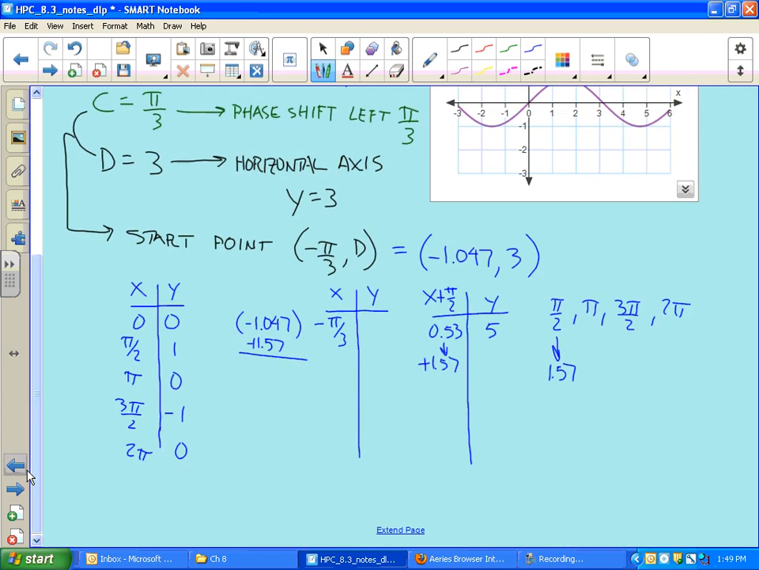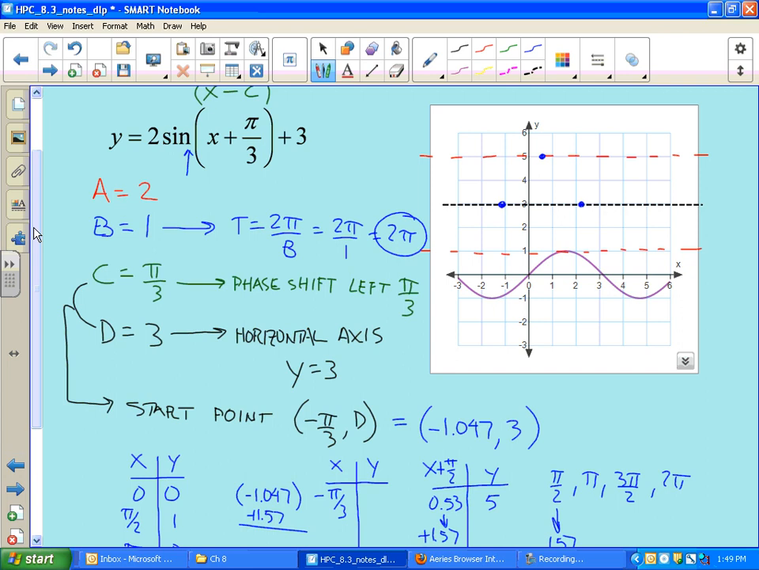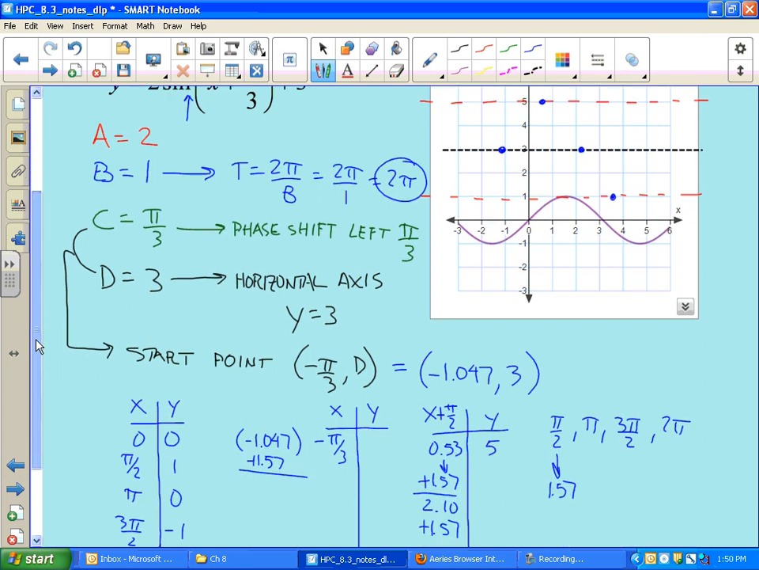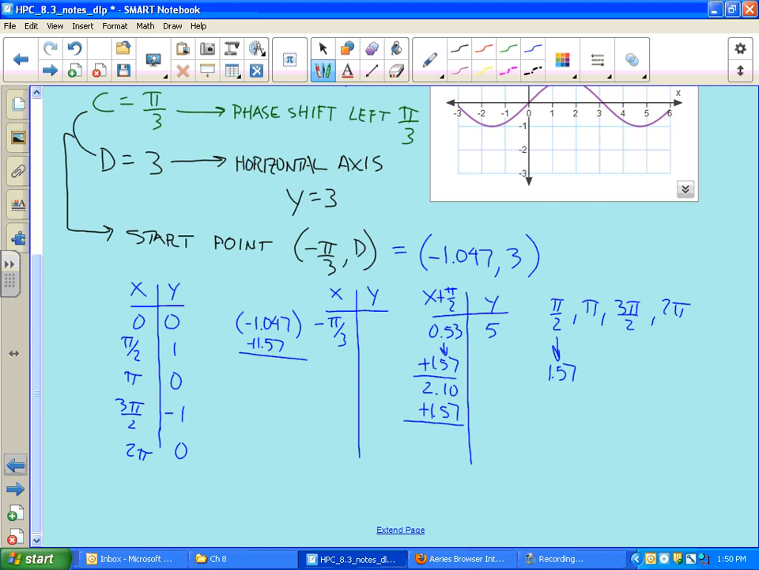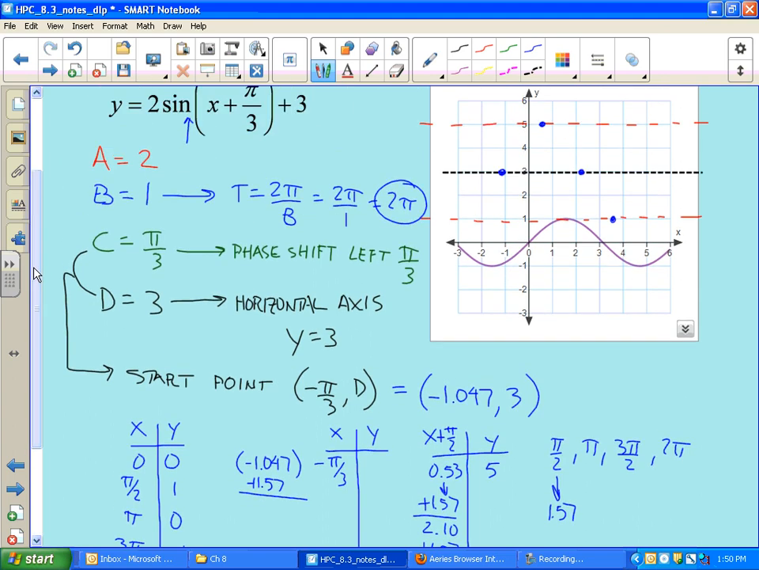And then I'm going to take that point, 2.1, and I'm going to add another 1.57 to it. And I'm going to get 3.67. That's where the minimum occurs. And we keep doing this. Take that value, we add another quarter, and we get, what, 5.24? 5.24 puts me back on the axis. Now I have my points to connect and draw my graph.